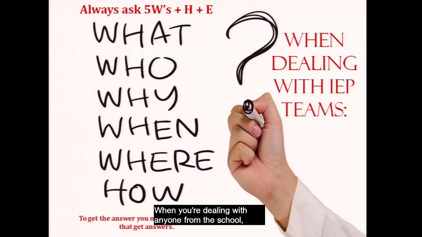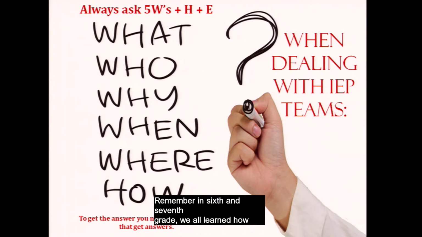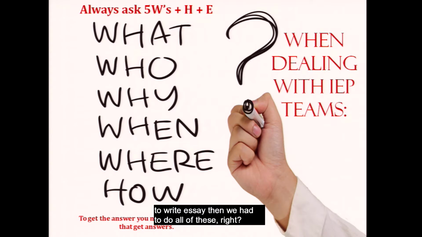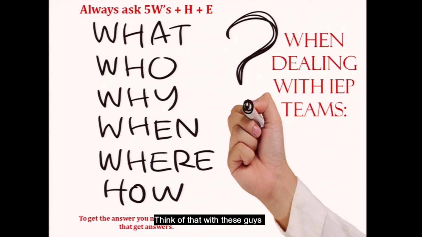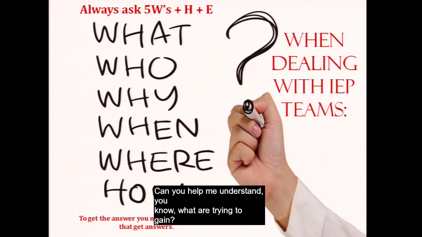When you're dealing with anyone from the school, you want to understand what they're looking for, who's looking for it, and who that person is in regards to your child's team, why they're asking you for the information they're asking you for, when, where, how. Remember in 6th and 7th grade, we all learned how to write essays, and we had to understand and fully implement what we were talking about within that essay, right? Think of that with these guys, because sometimes there's a reason behind the question that they're asking. If you don't understand why they're asking, ask them. Why is it that you need this information? Can you help me understand, what are we trying to gain?